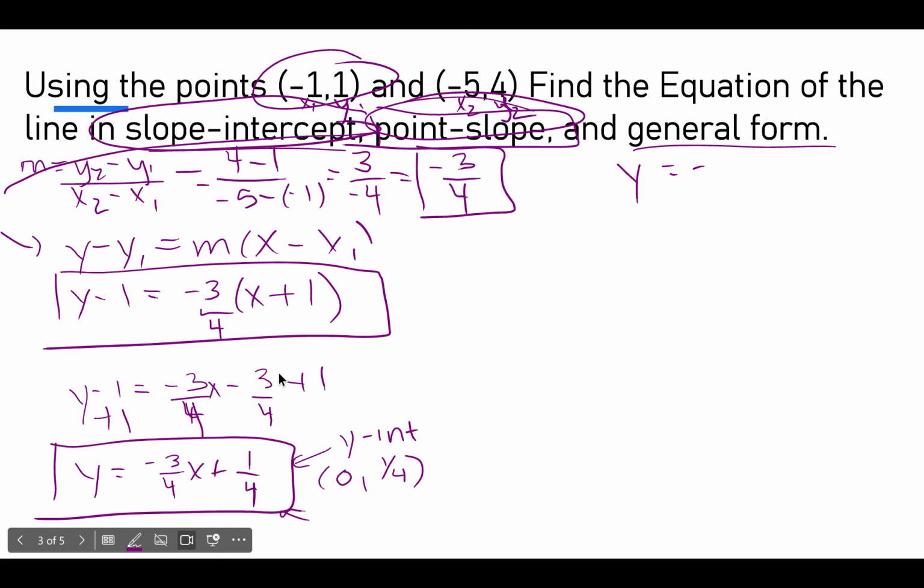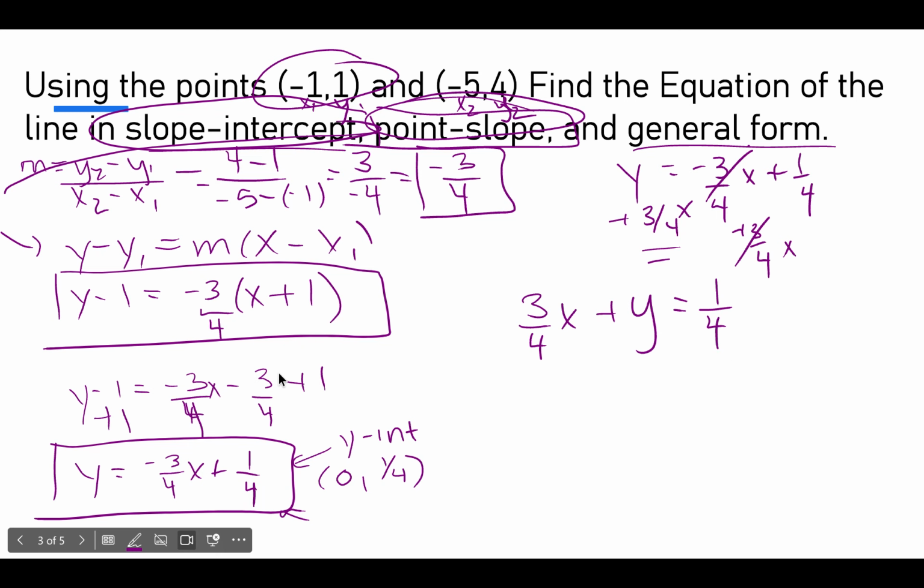So if I just rewrite my equation, -3 over 4x plus 1 over 4, I'm going to add 3 over 4x to both sides. So doing that in my first step makes it go away on the right. And then I'm just going to write my x value first. So I have 3 over 4x plus y equals 1 over 4. So now I need to move the 1 over 4 to the other side. So I'm going to subtract 1 over 4 from both sides. So from the right-hand side, it cancels, and it will equal 0. From the left-hand side, I now have 3 over 4x plus y minus 1 over 4.